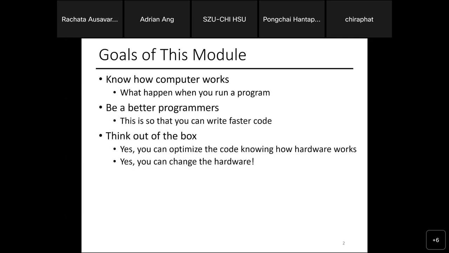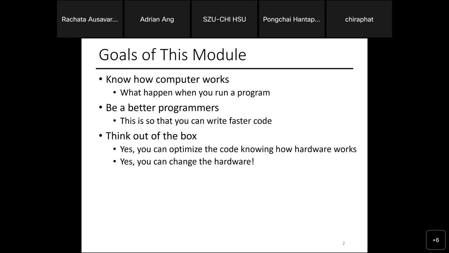To be a better programmer and to think out of the box. How many people here believe that I can remake the software, recode everything to make it faster? The software part. Through optimization, new algorithm, right? Those should be possible. How about the hardware? How many people think that way? Hey, I want to make computer faster. Not by rewriting my code, not by introducing new features for optimization, but change the hardware.